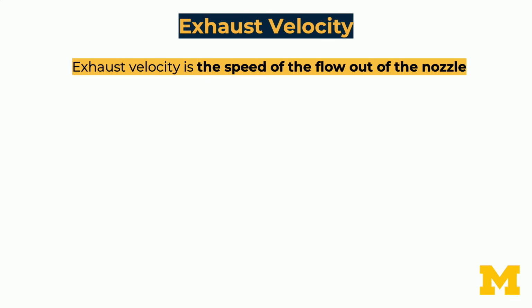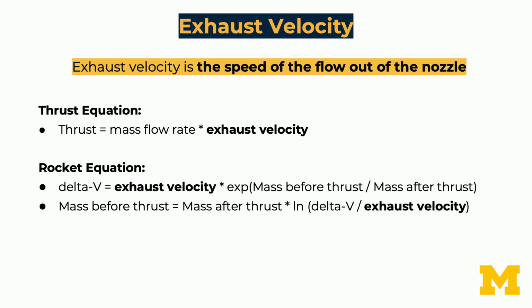Last time we talked about thrust, which was the mass flow rate and the exhaust velocity. And today we wanted to talk a little bit more in depth about the exhaust velocity because it's an important concept. The exhaust velocity, in the most simple terms, is the speed of the particles as they come out of the nozzle. So in the thrust equation, thrust is equal to the mass flow rate times the exhaust velocity.